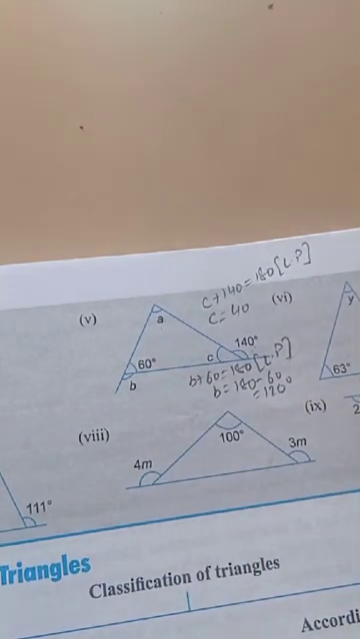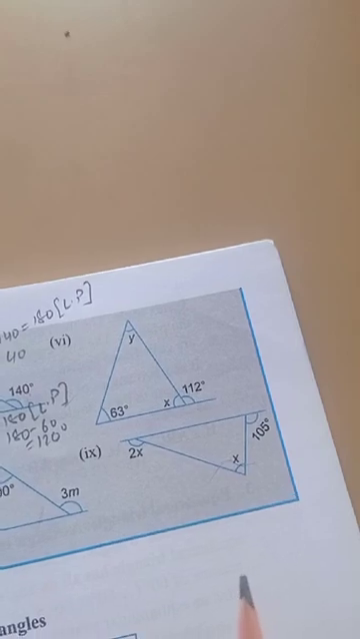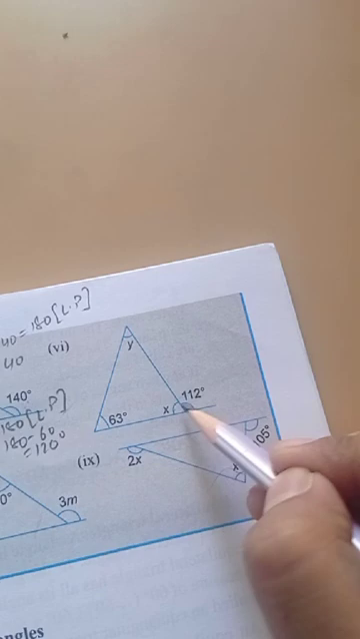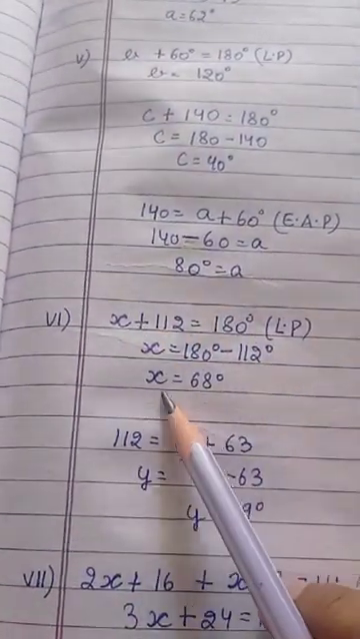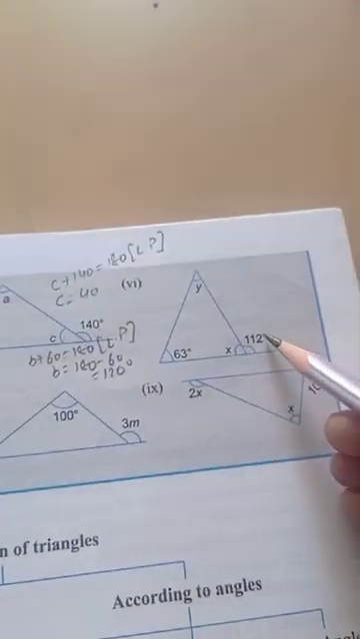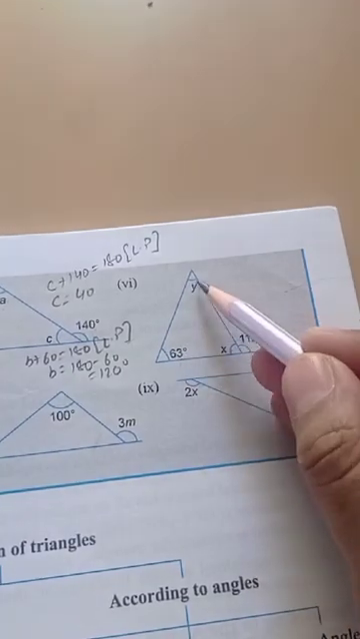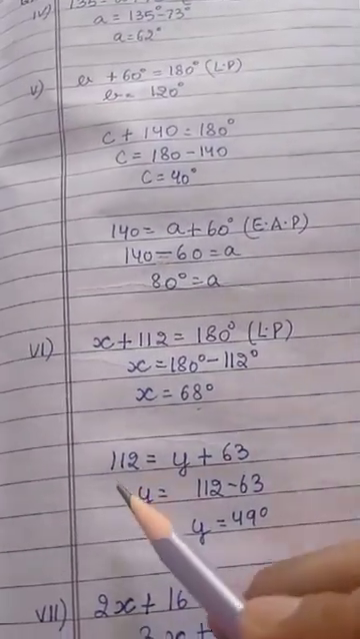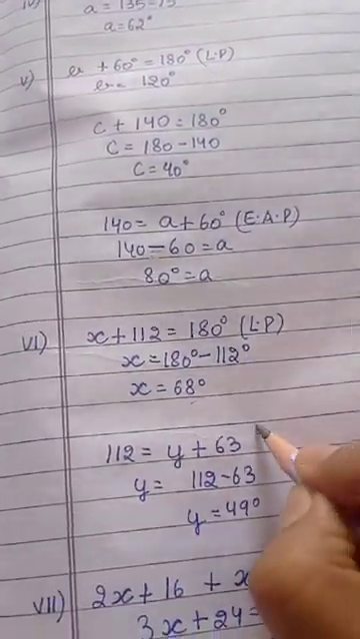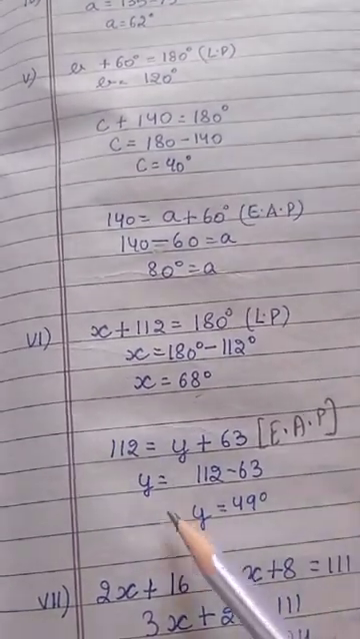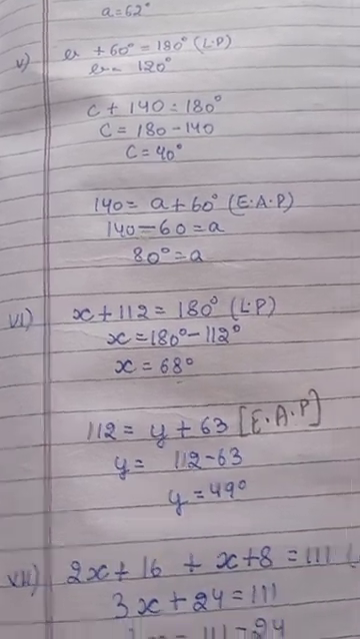Now sixth part of the question is, look here. Sixth part is 112 and x forms linear pair. Clear? So 112 and x forms linear pair. I got the value of x. Now we are left to find y. Look here children. 112 is equal to y plus 63 degree, exterior angle property. Clear? So I wrote here 112 is equal to y plus 63. It is compulsory to mention the property, exterior angle property. So from here easily you can find the value of y also.